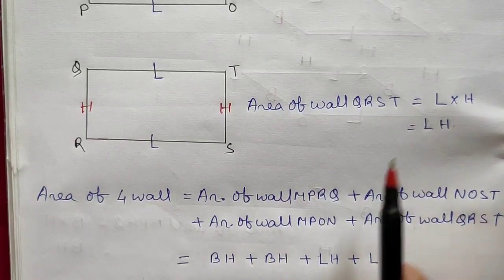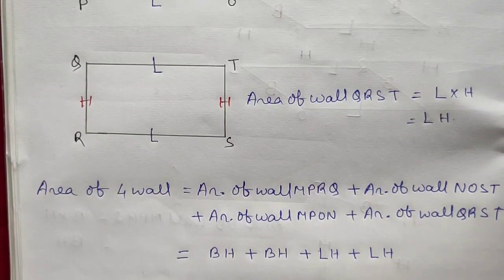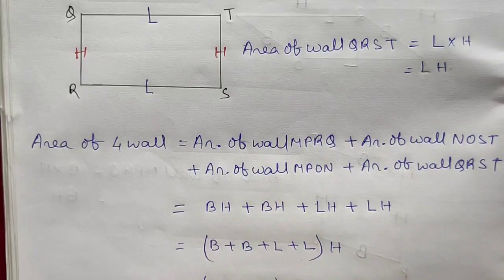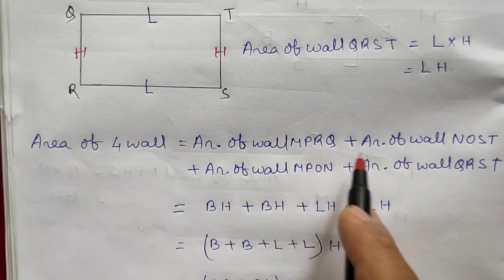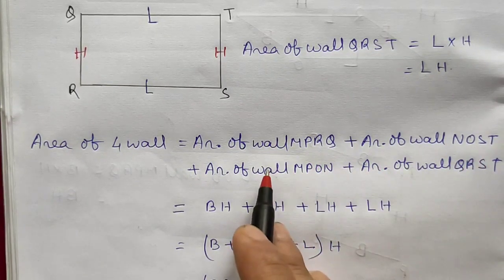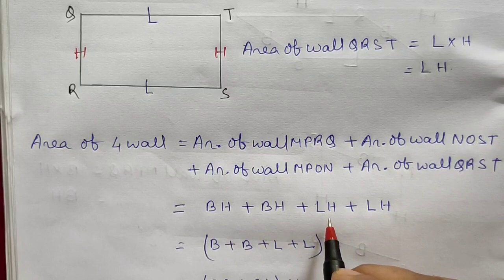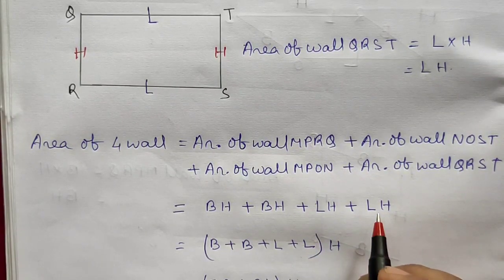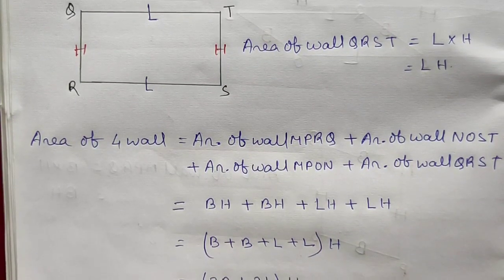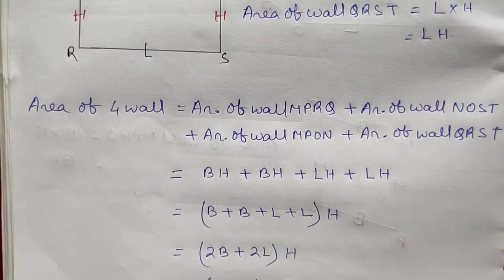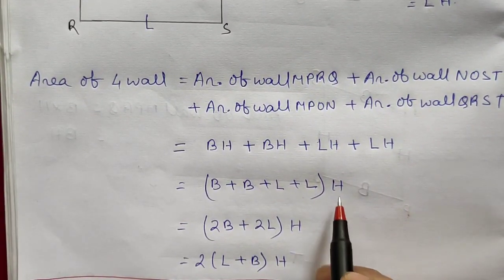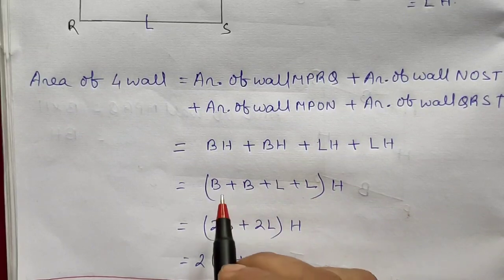Now we will add all the areas to find the area of the four walls. Area of the first wall MPRQ was BH. The second, NOST, was also BH. Third is LH. Fourth is LH. As H is common in all the walls, we take H common. If we take H common, it will be B plus B plus L plus L.